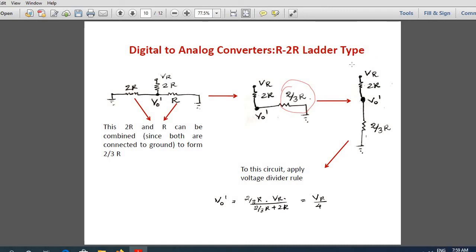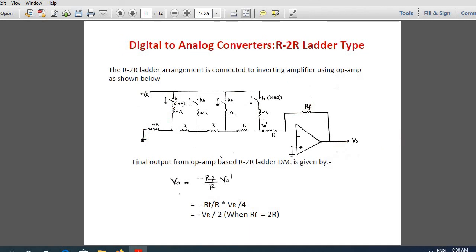the total voltage VR. So V0 dash is equal to this VR into the resistance of the branch to ground, 2/3 R, from this point to ground, divided by the total resistance. That is what is written here. You can go ahead and check what the voltage divider rule is. I think it will be more clear to you. When you solve this, you will get an equation of the form VR by 4.